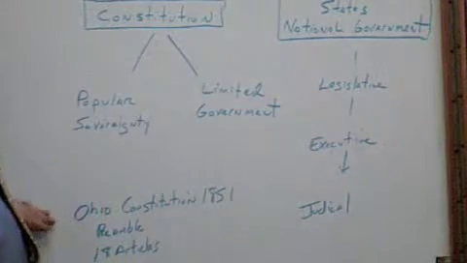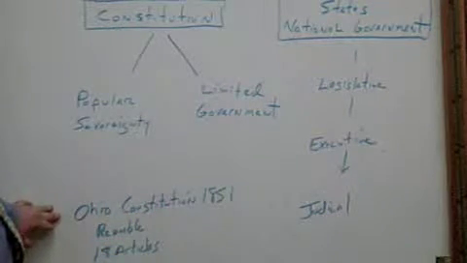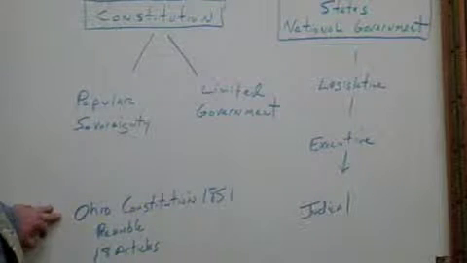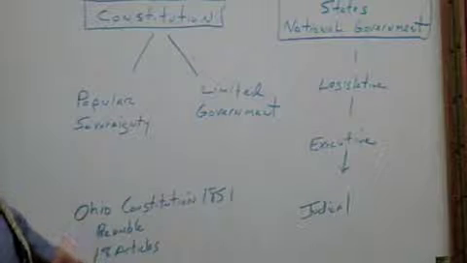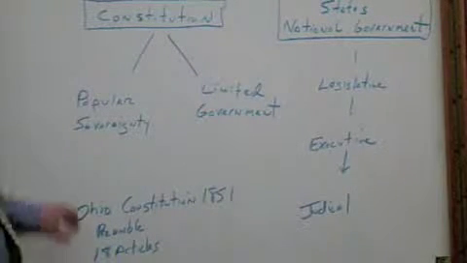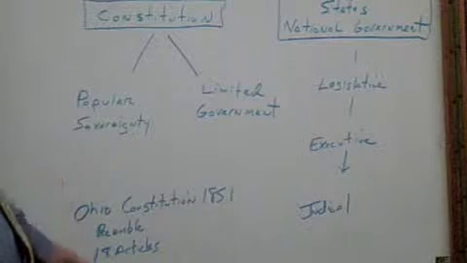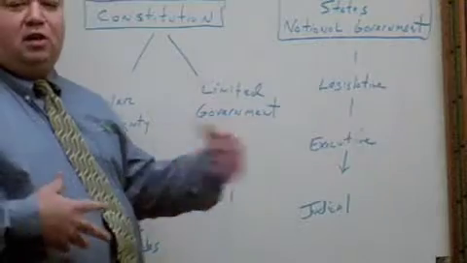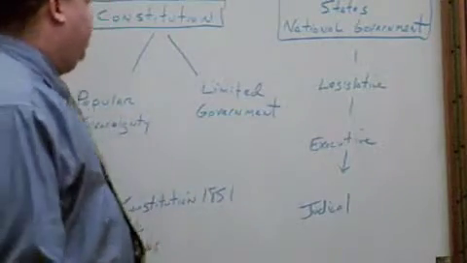Okay? Ohio's Constitution was developed in 1851, and just like the United States government, we have a preamble and 18 articles to that Constitution. Now, Ohio's Constitution is a little bit different, where we don't add articles or amendments. We just change the articles as we develop.